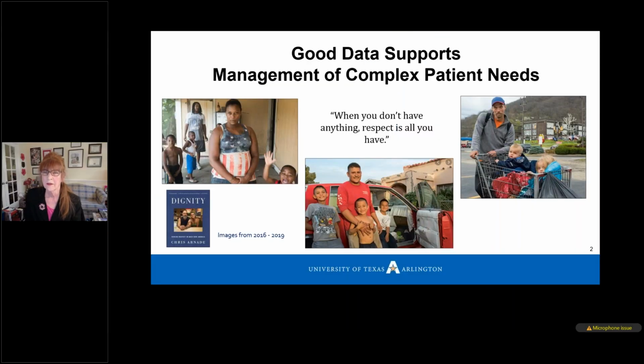So this is why we're here today. We're here today because we want to help with the situation of those in poverty and those in need of support. To me, good data supports management of these complex patient needs.